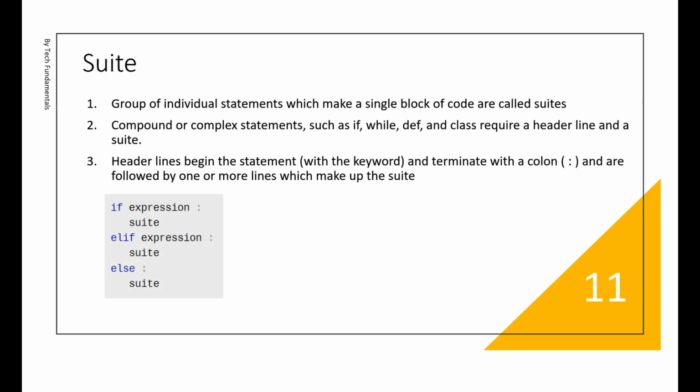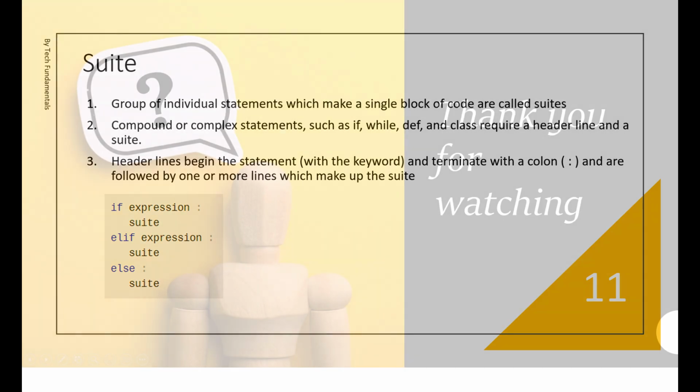Let's talk about suites. A group of individual statements which make a single block of code are called suites. Compound or complex statements such as if, while, def, and class require a header line and a suite. Header lines begin the statement with a keyword and terminate with a colon and are followed by one or more lines which make up the suite. In the diagram, you can see that the inner if, else statements are called suites.